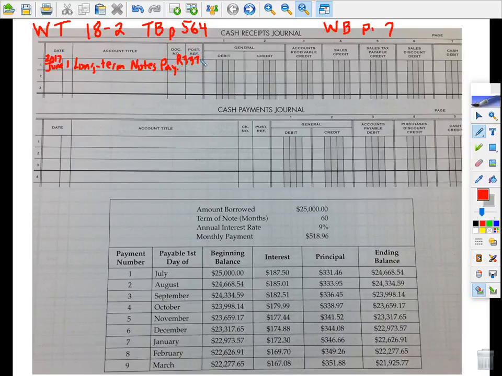We won't have to worry about the post reference. We won't be doing any posting today. And so we're going to credit this liability for $25,000, and the debit to cash for the same amount. Okay, and that takes care of June the 1st.